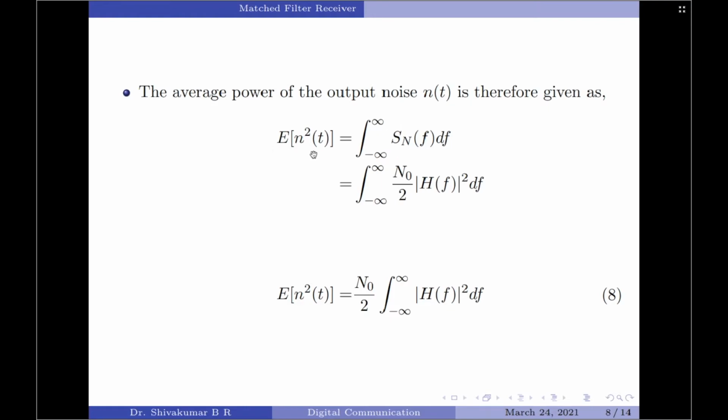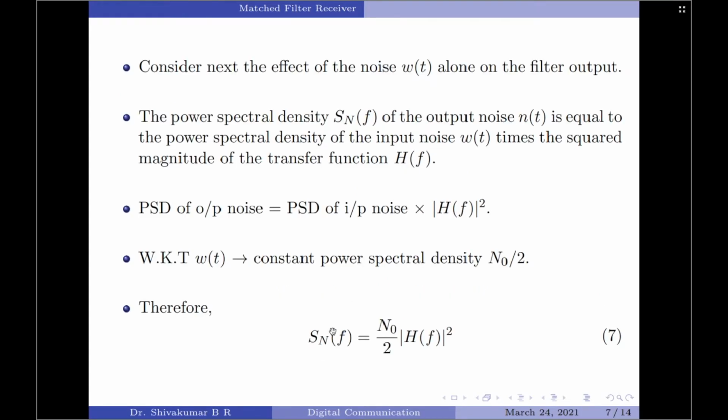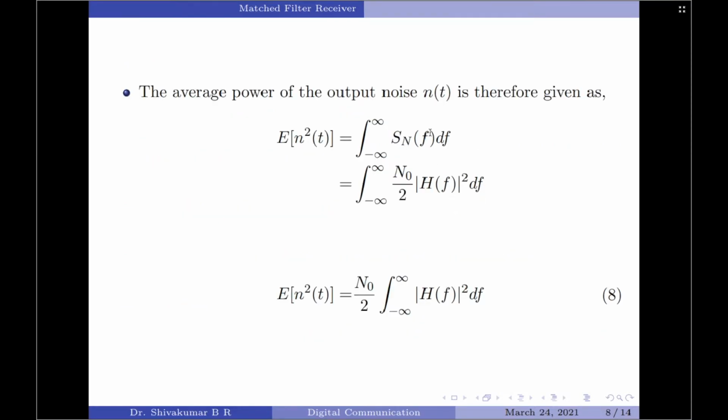So the average power of the output noise is given by the integral from minus infinity to plus infinity of S capital N of f df. Previously, we have obtained an expression for S_N of f. So we will replace this part into this part here to obtain the average power as the integral from minus infinity to plus infinity of N0 by 2 magnitude square of the transfer function H of f into df. Rearranging this equation by taking N0 by 2 outside, we get N0 by 2 times the integral from minus infinity to plus infinity of magnitude square of H of f into df. Right. This equation represents the average power of the output noise.